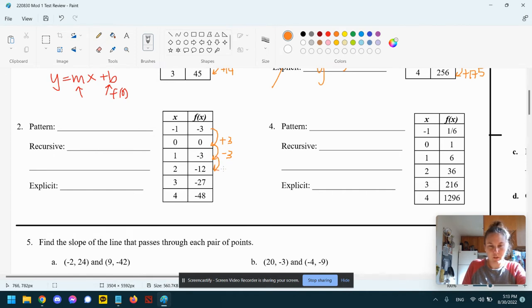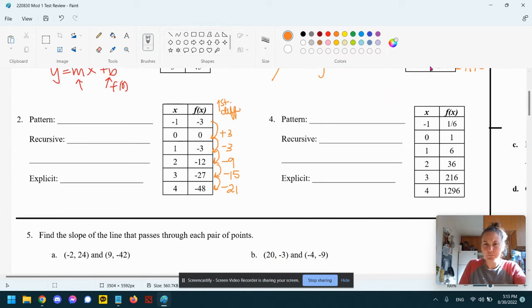Let's check for quadratic. I'm finding the difference. So that's my first difference. Over here, did I do my second difference in green? I'm pretty sure I did. Yeah, nice. My second difference from 3 to negative 3 is negative 6. And then this one is 6 smaller, and this one is 6 smaller, and this one is 6 smaller. Looks like it is quadratic.